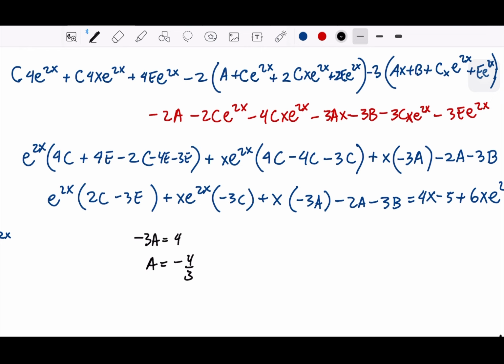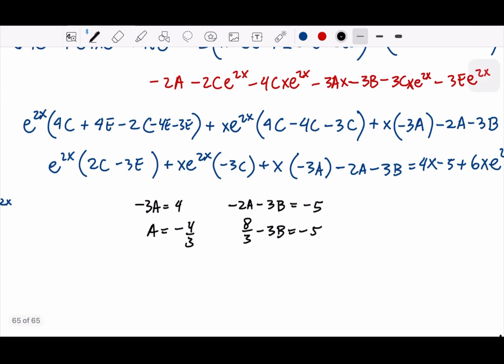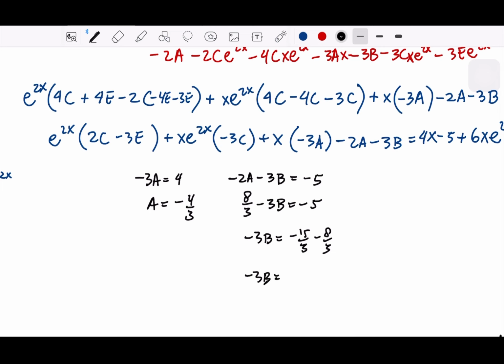And we can also start writing the constant. This is equal to negative 5. So this will be 8 over 3 minus 3b, right? And then we can move this, become negative 23 over 3, and this becomes 23 over 9. And not really a good number, but this is the b.